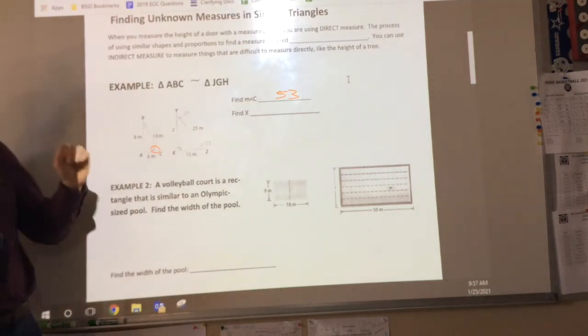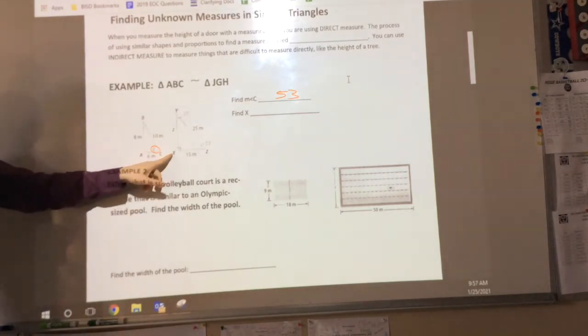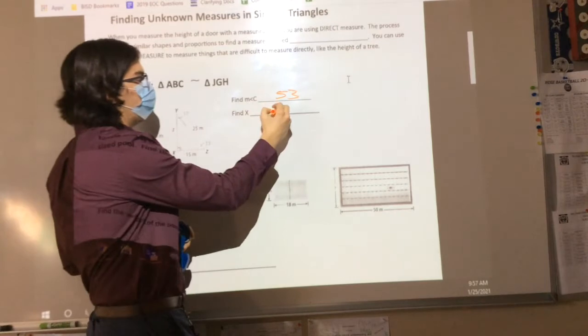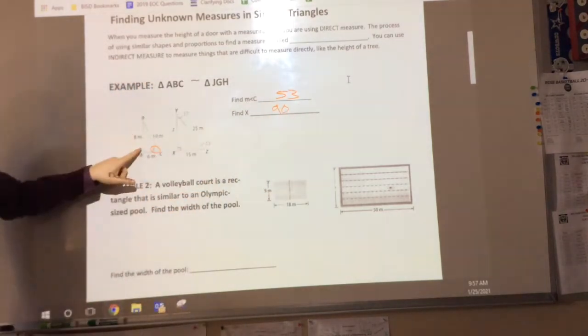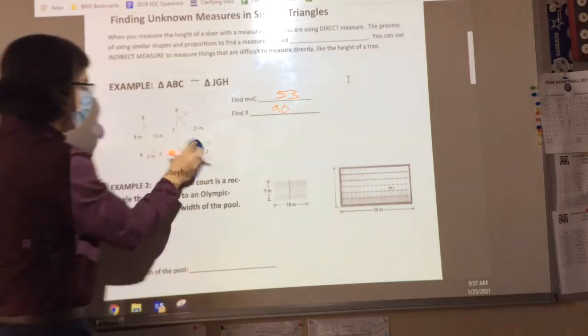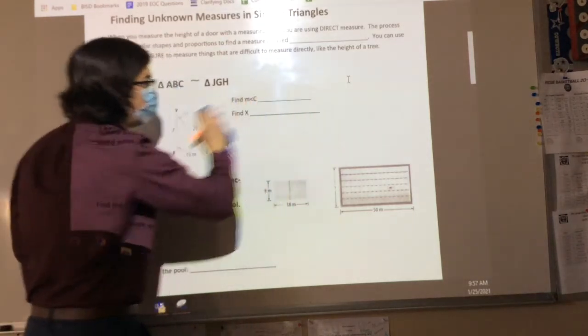Now, over here, this is my angle X, right? What symbol does that mean? 90. And so if angle X is 90, what does that mean angle A is? 90. Are we all okay there? All right, awesome. I'm going to keep moving on.